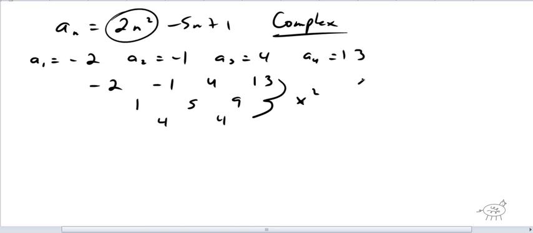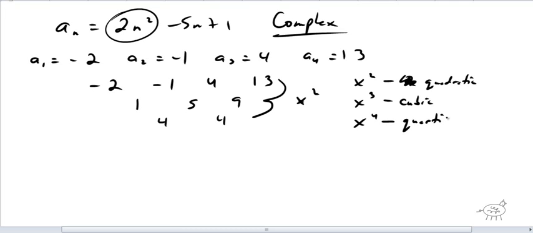Okay, but x squared is 2 times, and we just look at the exponent, x cubed. So this is, we're going to say quadratic. x cubed is going to be cubic. x to the 4th is quartic. Like 4 quarts in a gallon. So quartic, 4 quarters in a dollar. And that's where you get quartic, okay?